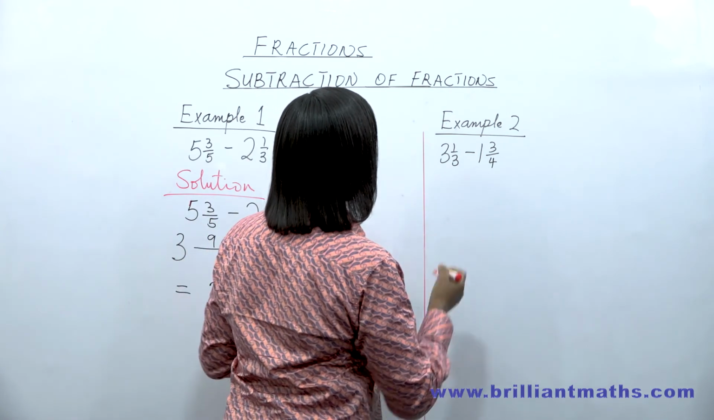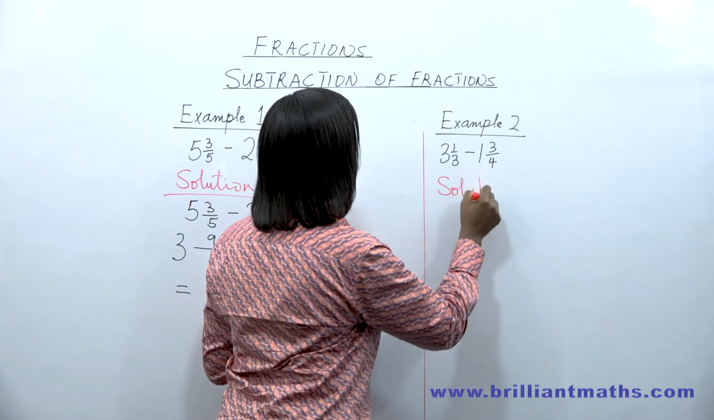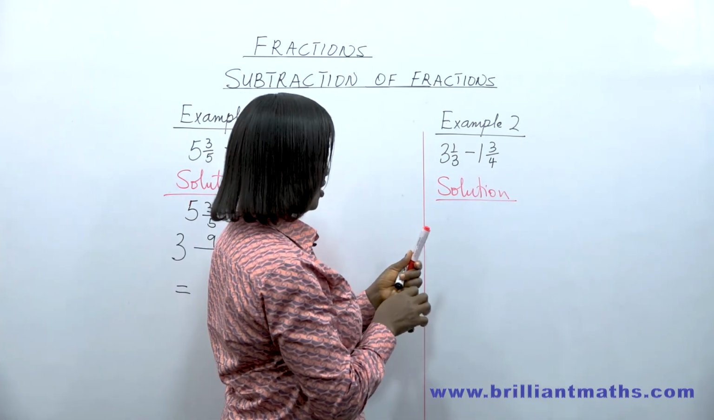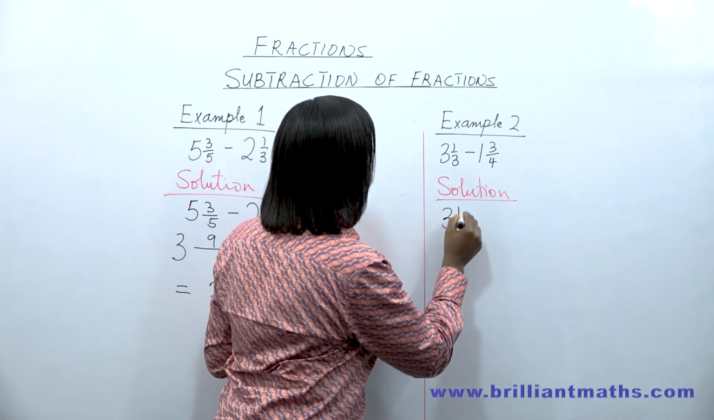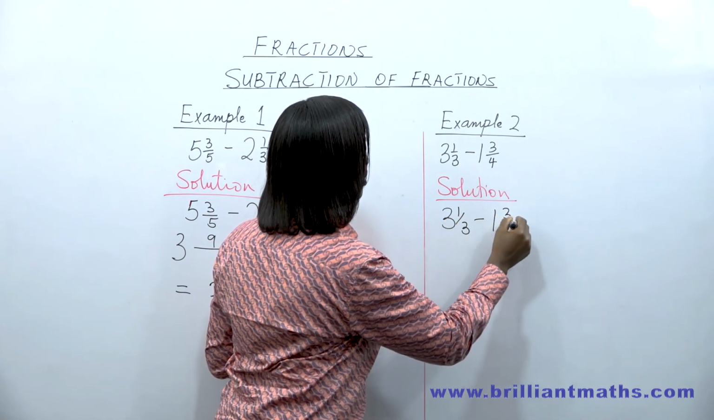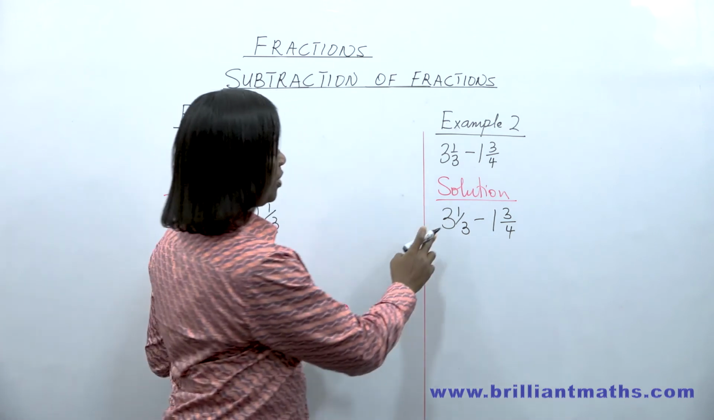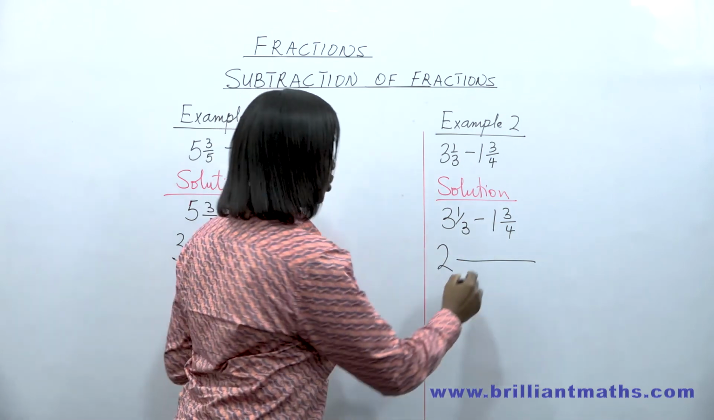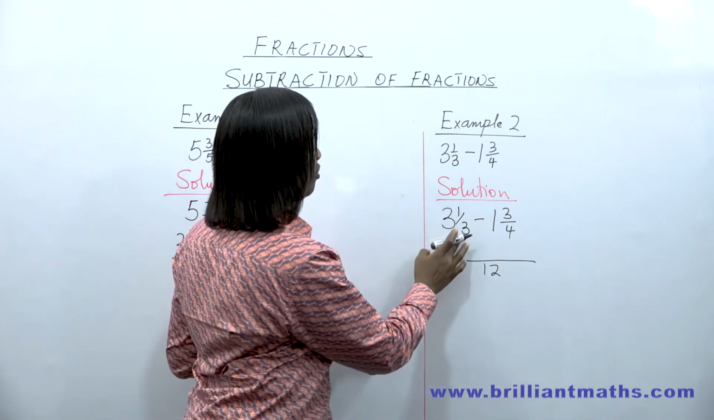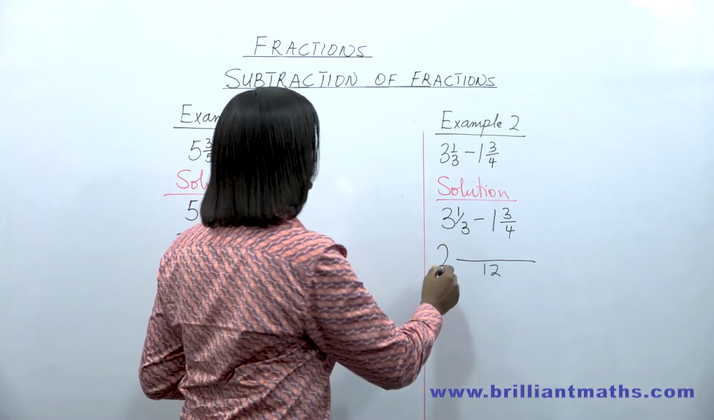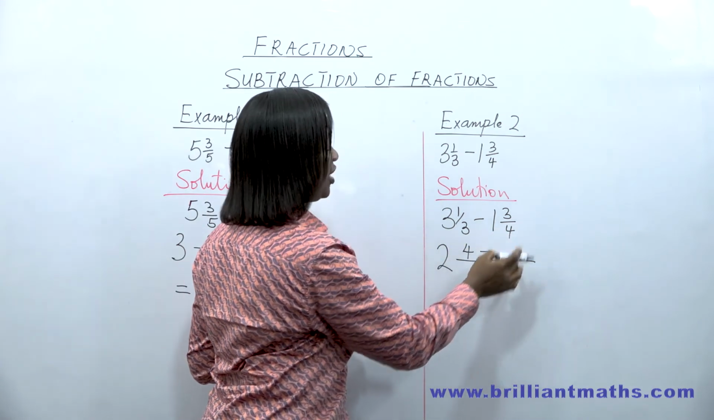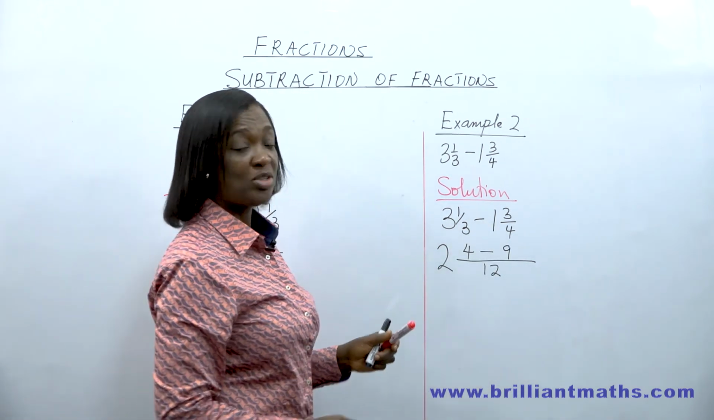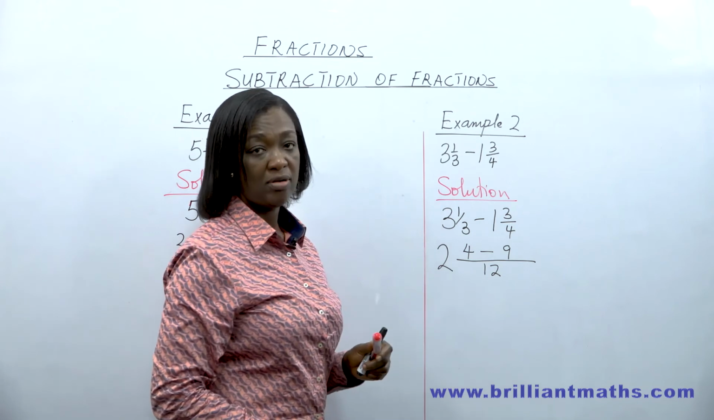let's take the solution. We have 3 1/3, take away 1 3/4. 3 take away 1 is 2. LCM of 3 and 4 is 12. 3 in 12 is 4. 4 times 1 is 4. Minus 4 in 12 is 3. 3 times 3 is 9. So here, we're subtracting 9 from 4.